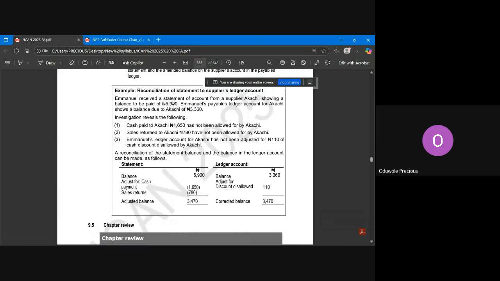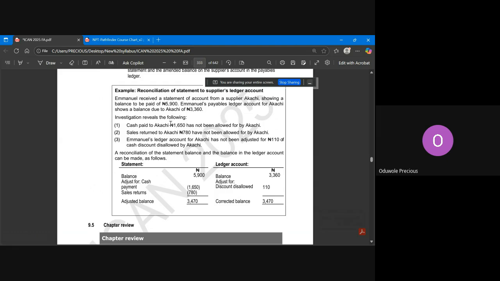They said the manager received a statement of accounts from a supplier showing a balance to be paid of 5,900. So 5,900 is what is in the supplier statement. Then the manager's payable ledger for Akachi shows a balance due to Akachi of 3,360. This one is the one in the ledger account. Okay. Now say investigation shows us the following.